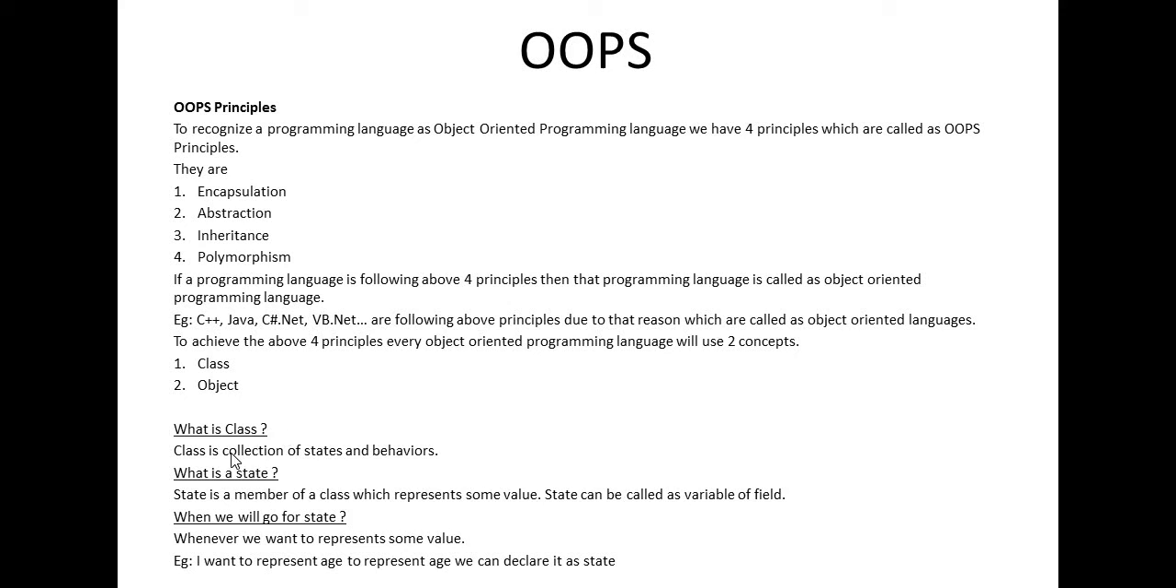What is a class? A class is a collection of states and behaviors. And what is a state? Here, a state is a member of a class which represents some values. A state can be called a variable or field. In programming, when we declare a variable in the class, we consider that variable a state. So a collection of variables and a collection of behaviors make a class.